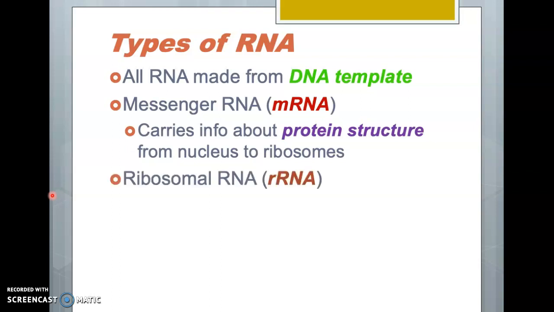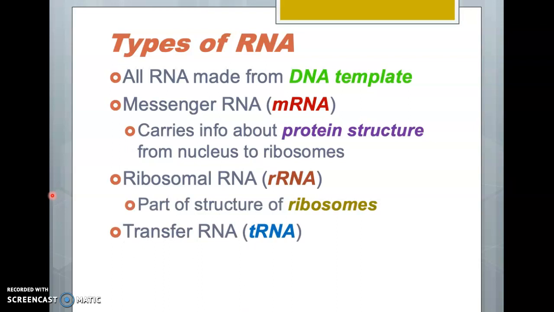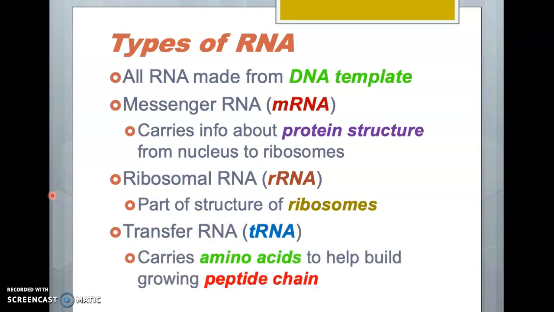Ribosomal RNA, rRNA, we won't really talk about a whole lot, but rRNA is there for actually making the ribosomes. Ribosomes and proteins are what make up a ribosome. And then transfer RNA, or tRNA, is what helps to bring amino acids to build the protein chain, the peptide chain.